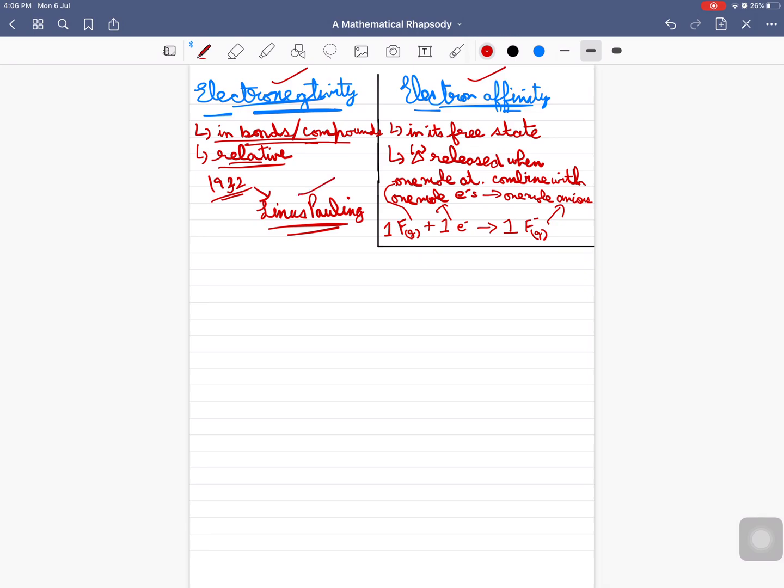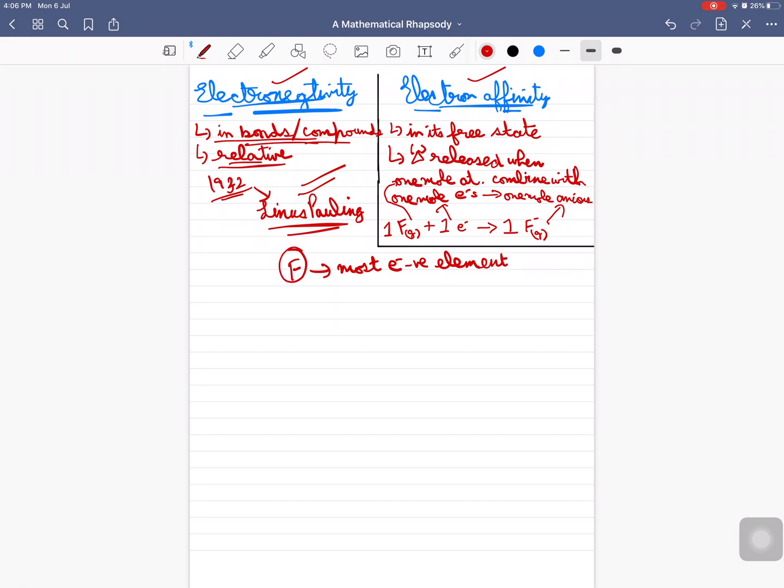which he gave, and what he took as relative, which atom he took as relative, is fluorine. Now why did he take fluorine to be the relative atom? This is because fluorine is the most electronegative element. This is important. Fluorine is the most electronegative element or atom, whatever.